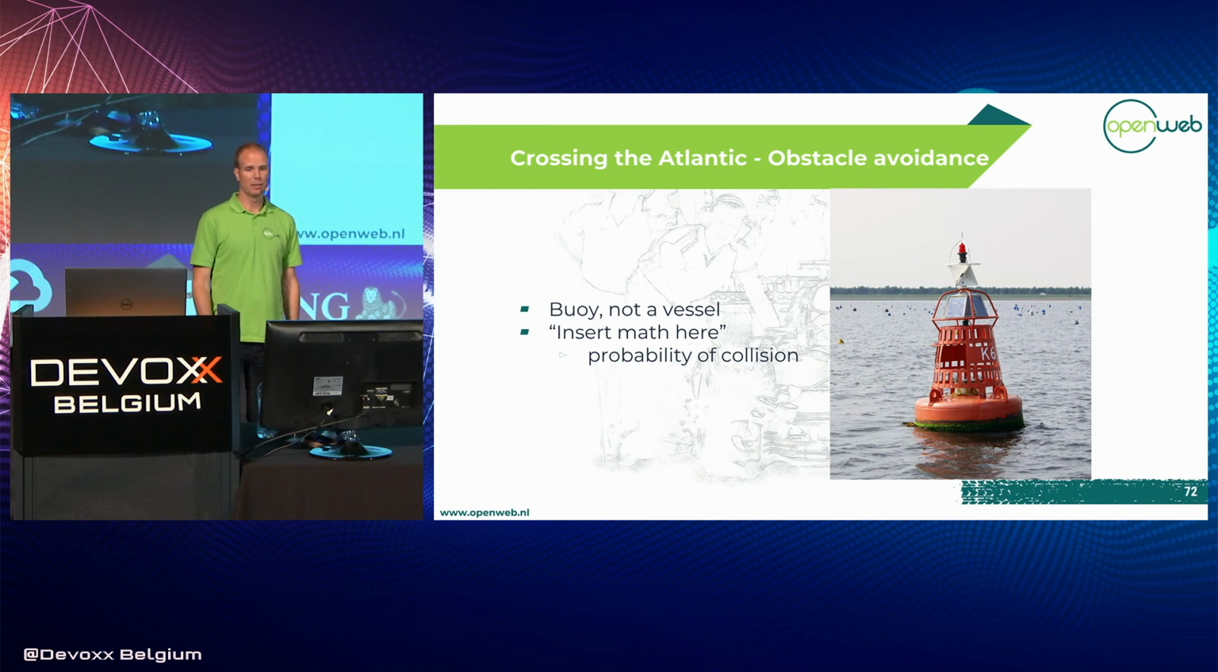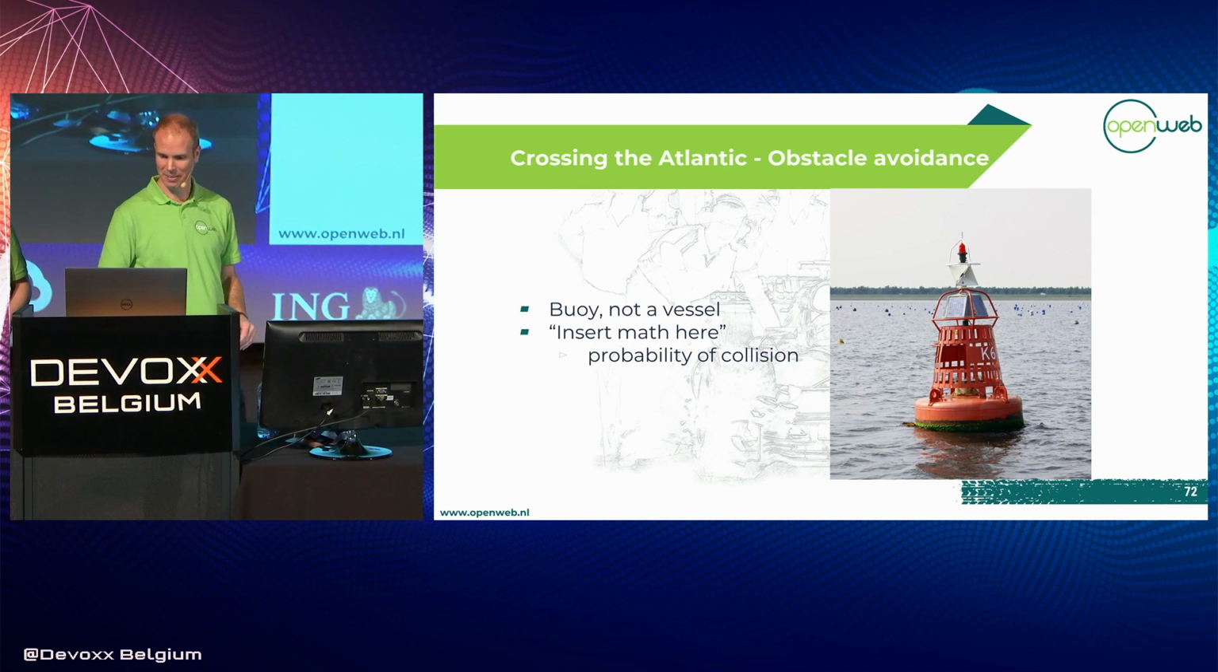So the rules state that if a vessel doesn't have any persons on it, and doesn't have any cargo on it, then it counts as a buoy and not as a vessel. So it doesn't actually need active obstacle avoidance. So combine that with our calculation of the probability of a collision. We said, well, our boat will be just a buoy.